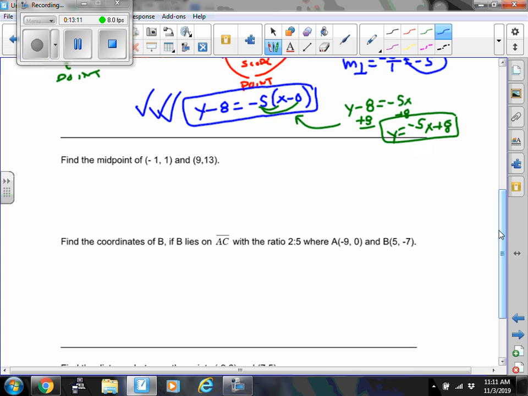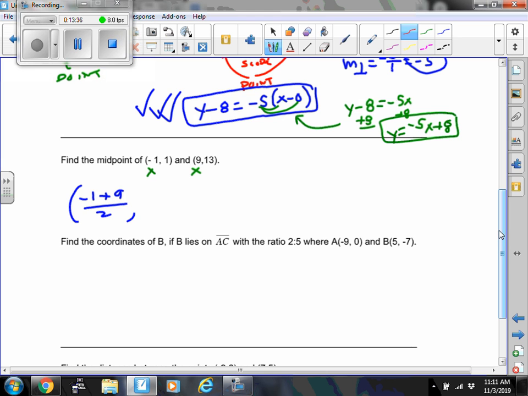Next question. Okay, now we're on a different topic. Now we're doing midpoints. When you're finding the middle between two numbers, you always add and divide by 2. The thing here is we're looking for a midpoint, meaning I need an x and a y. So here are my two x's. I want the middle of my x's, so I'm going to take -1, add the 9, and divide by 2. That's what I do to find the middle.